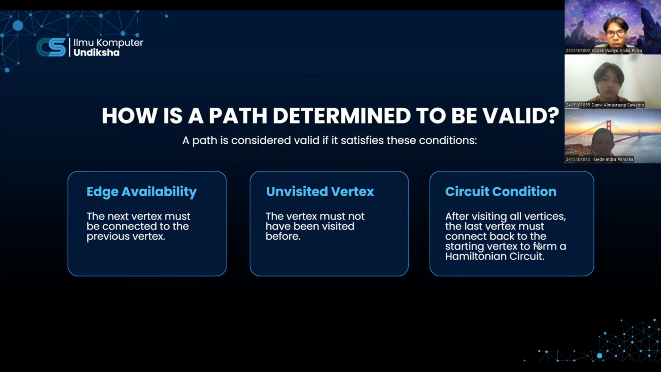To wrap up the technical analysis, let's summarize the conditions that make a path valid in our program. In our program, a path is considered valid if it satisfies these conditions. The first condition is edge availability. There must be a direct connection from the current vertex to the next one. The second is unvisited vertex. To maintain the Hamiltonian property, the vertex must not have been visited before. The third condition is the circuit condition, and this is the final check. After visiting all vertices, the last vertex must connect back to the starting vertex to form a Hamiltonian circuit.